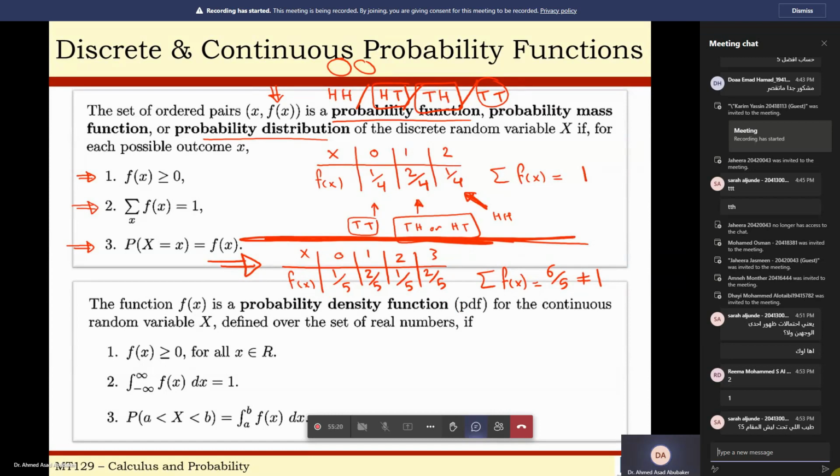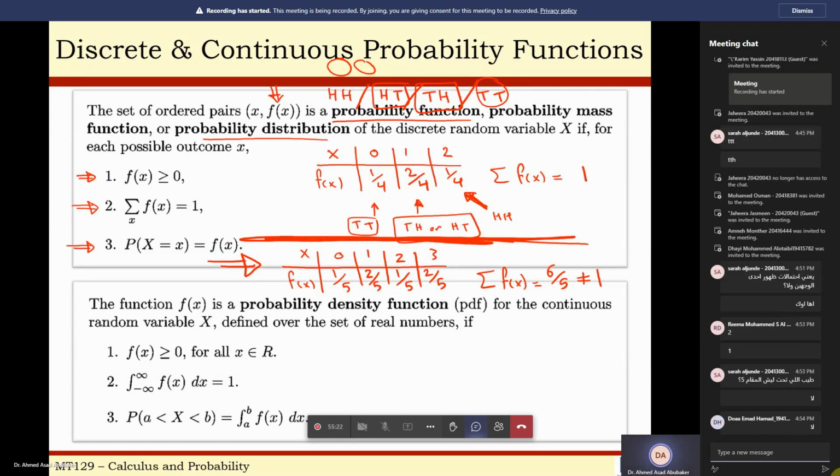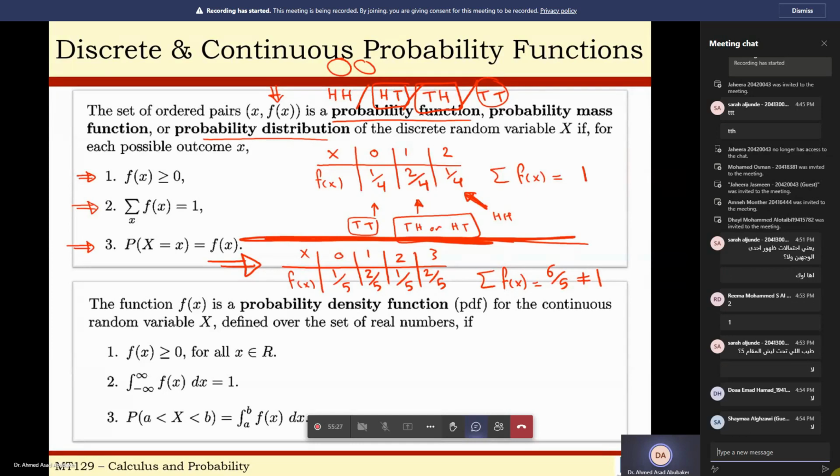Is this a probability function? No. Why? Because the summation of f of x does not equal 1.